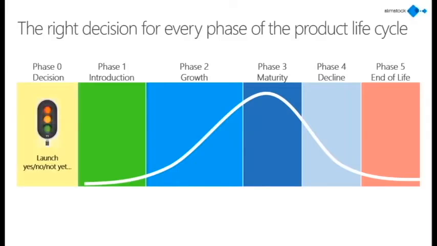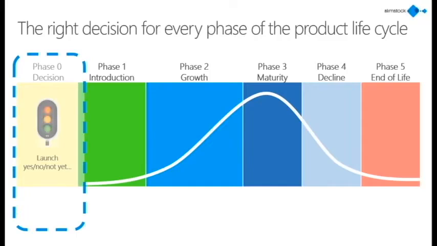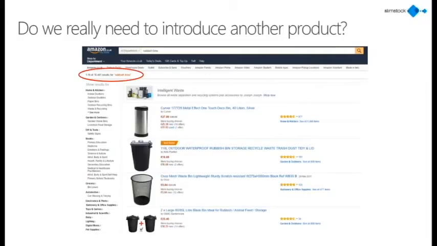In a standard product life cycle, as shown here, the phase prior to the introduction of a product also needs to be considered. The phase 0 decision is to launch a product, yes, no, or potentially not at this particular time. The question is really, do you need to introduce other products? For example, here we've chosen a selection of things such as rubbish bins. There are an enormous number of these particular items available in the marketplace.